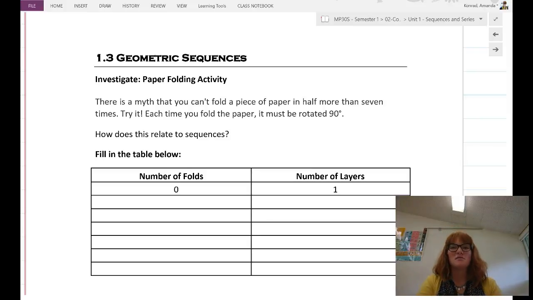All right, lesson 3 of our first unit is 1.3 geometric sequences. To start off, I want you to do this investigation. It's on your page, so you can see it in the picture here.